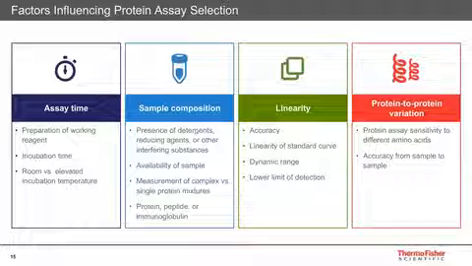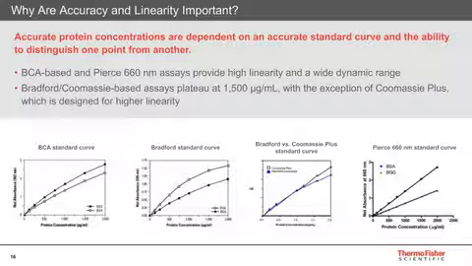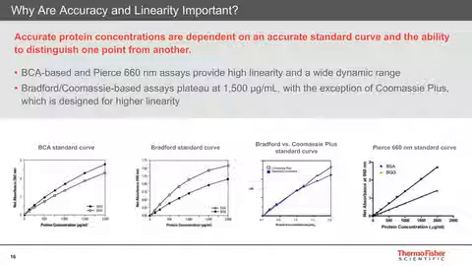Then we have to consider linearity of the curve. Which assay gives you the accuracy at the high end? What is the dynamic range for each assay? What is the lowest concentration that you can detect with each assay? Also, we have to see which assay gives the lowest protein-to-protein variability and how much accuracy we get from sample to sample.